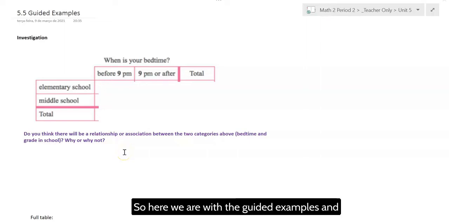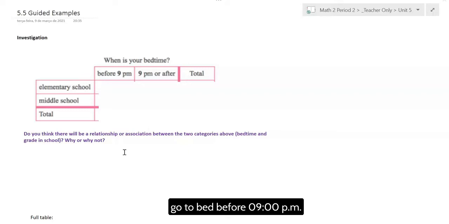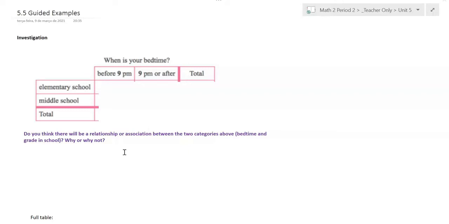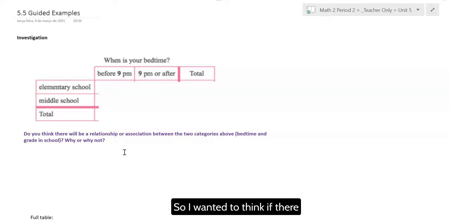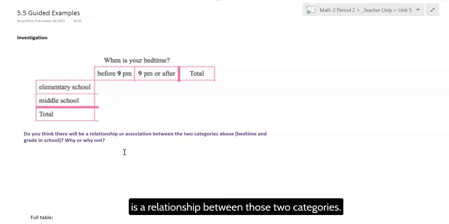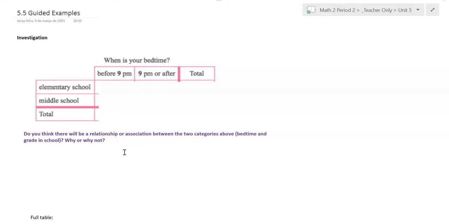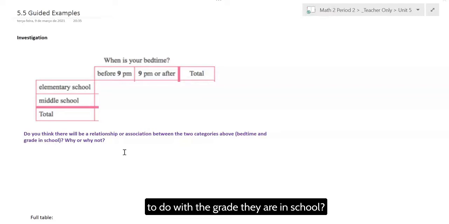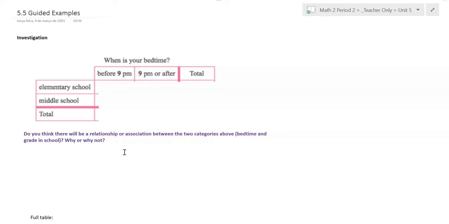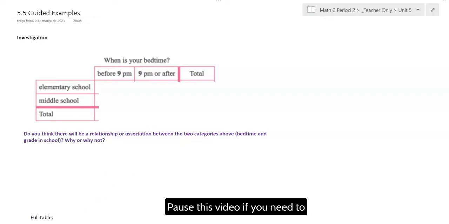Hi guys, so here we are with the guided examples, and take a look at this table for a moment. We have students in elementary school and students in middle school, and whether or not they go to bed before 9 p.m. I want you to think if there is a relationship between those two categories. Do you think that their bedtime has anything to do with the grade they are in school? Why or why not? Pause this video if you need to, and then let's move forward.